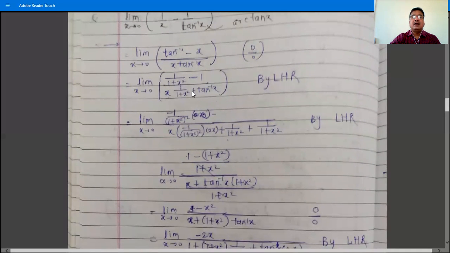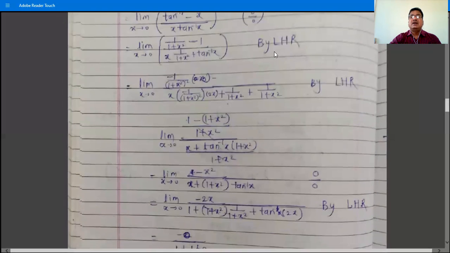So apply L'Hospital rule. The derivative of tan inverse x is 1 by 1 plus x square, minus the derivative of x, which is 1. For x into tan inverse x, using the u into v rule, x times the derivative of tan inverse x, 1 by 1 plus x square, plus tan inverse x times the derivative of x, which is 1. Then simplification. If you substitute x as 0, the numerator is 1 minus 1, which is 0, and the denominator is also 0. So it is 0 by 0 form, so again I apply L'Hospital rule.